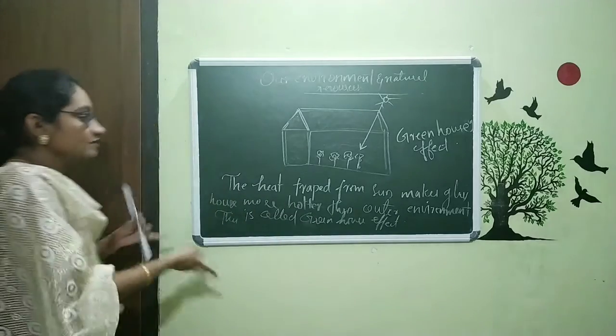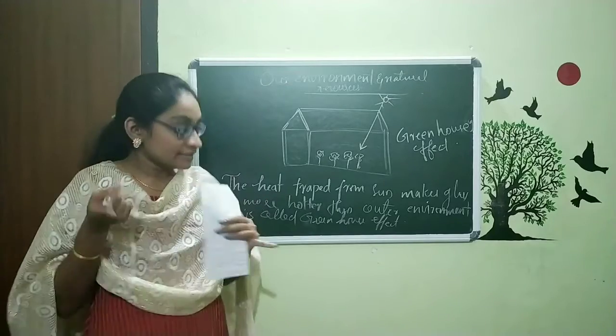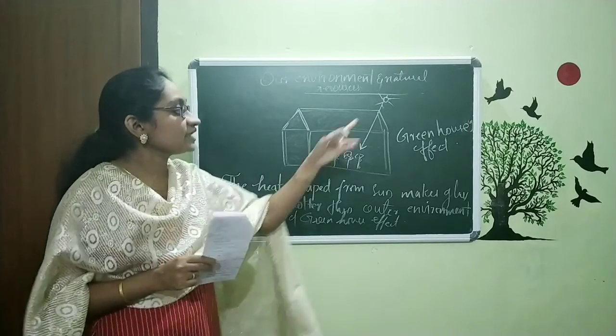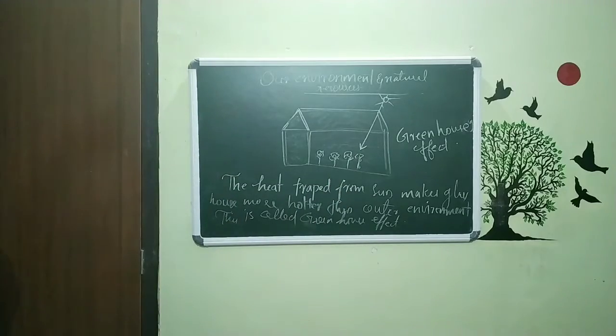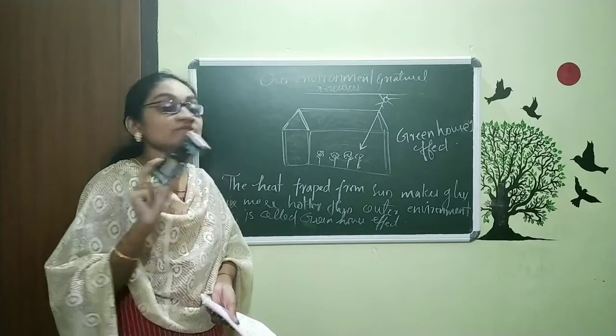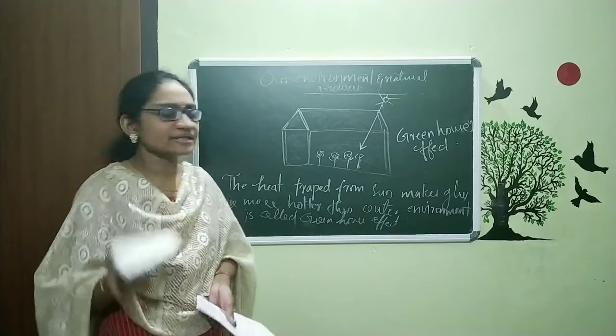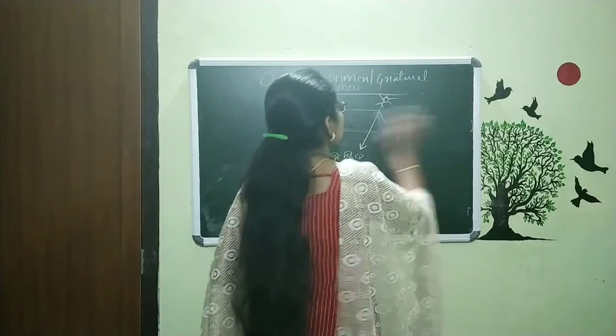So within this region, first you just want to remember the definition of greenhouse. One thing. The second thing is the definition of greenhouse effect. And this is one example. We can say this greenhouse effect happens in other cases also. Another case is this.